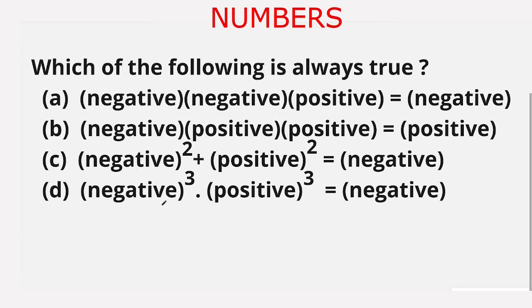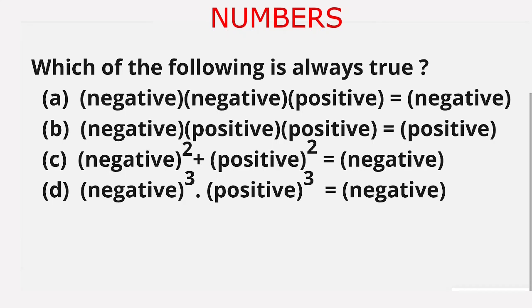Option D, negative raised to power 3, or negative cube, into positive raised to power 3, or positive cube, equal to negative. Now we solve all the options and reach the conclusion. Let x, y and z be 3 positive numbers.